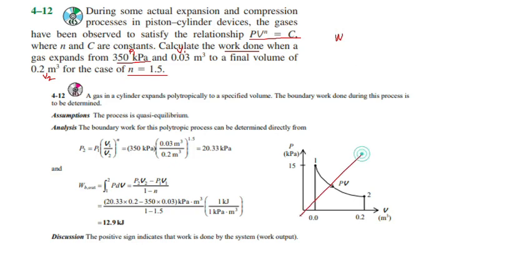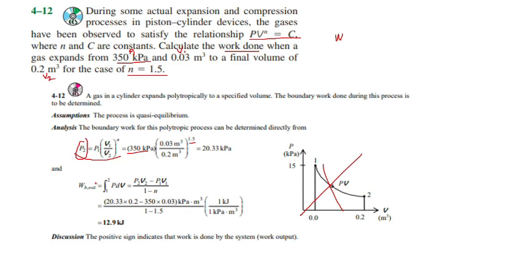So you don't need to draw any diagram for this problem. For a polytropic process, we use this expression: P2 is equal to P1 times V1 by V2 raised to power n. So n is 1.5, which is given. V1 is 0.03 while V2 is 0.2. Just put the values and multiply with P1, and you will get your answer. So this is for P2.